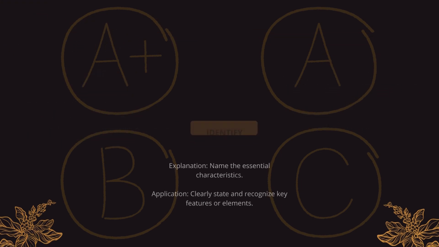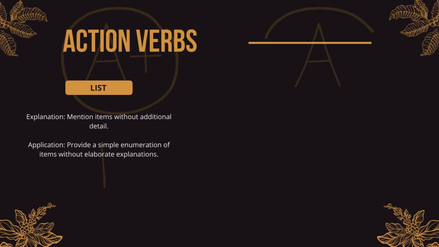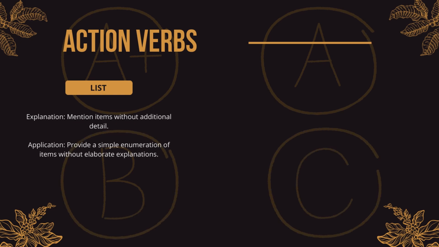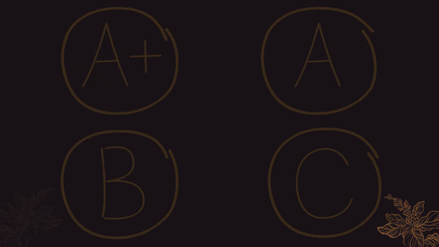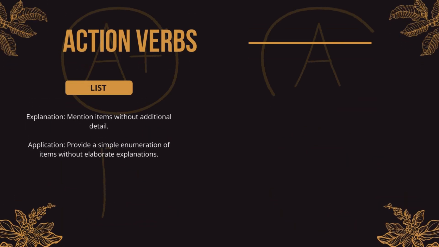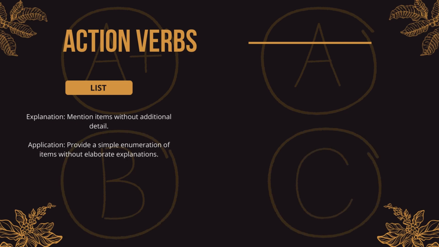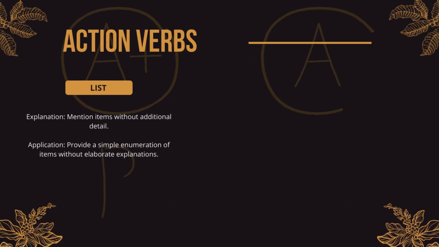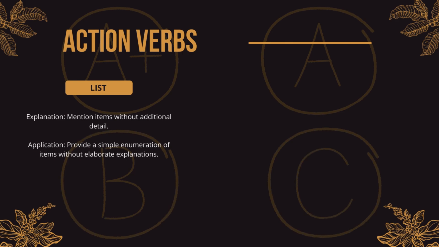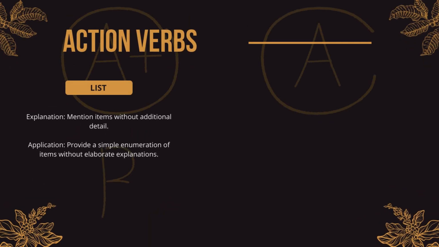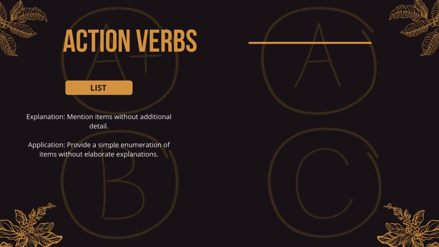Then we've got list. Now with list, you actually mention items without giving any additional detail. You are not explaining here. It's just a simple list of items without any further explanation. Even if you know you are good at explanation, once the question says list, just list 1, 2, 3, 4, 5. You know?